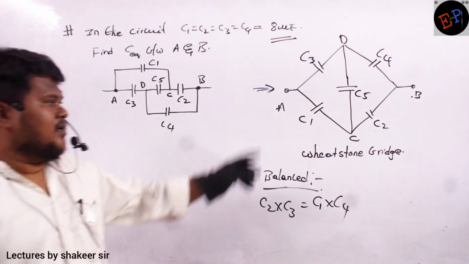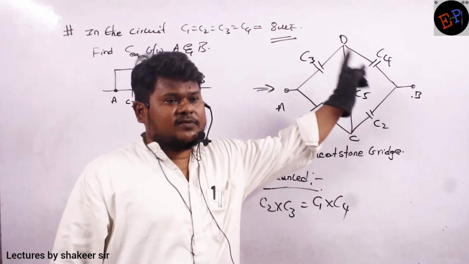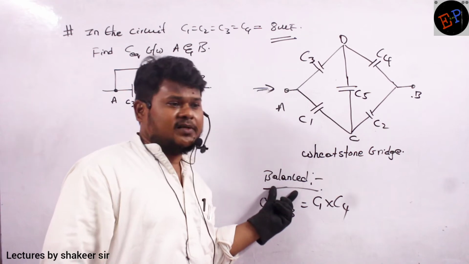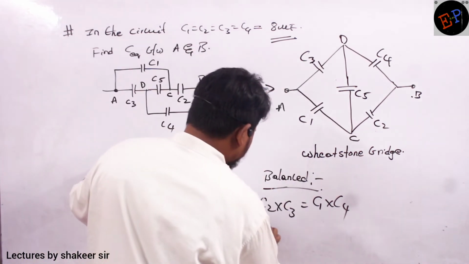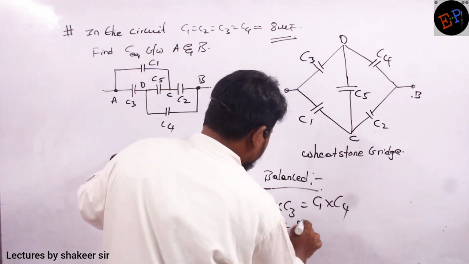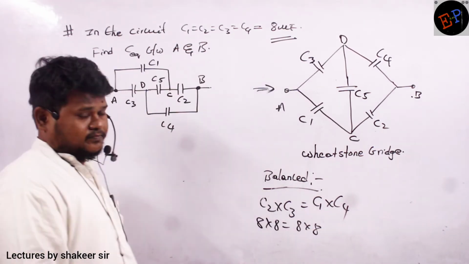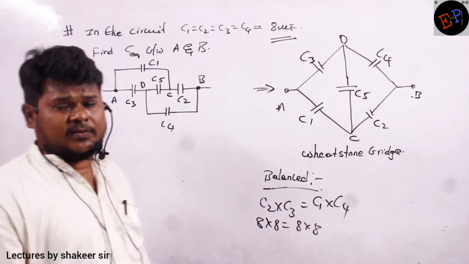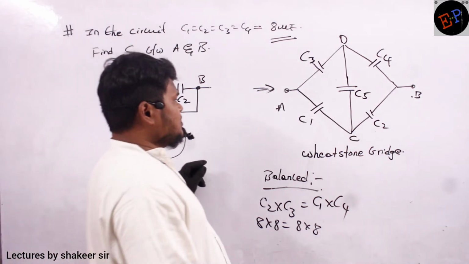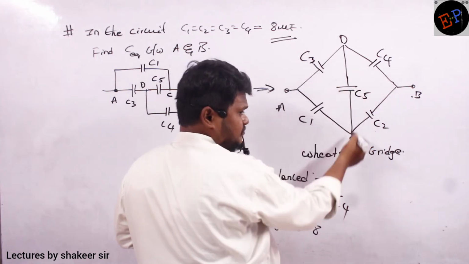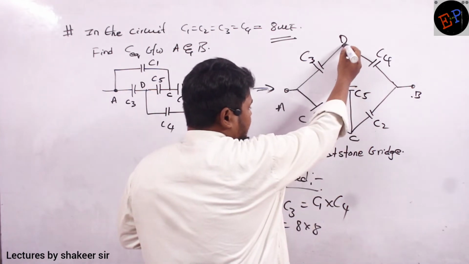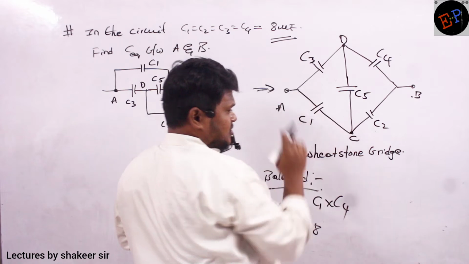Are you able to understand? Product of opposite capacitances, if they are equal, then the bridge becomes a balanced bridge. Okay? Now see if the product is satisfied or not. 8 into 8 is equal to 8 into 8. Satisfied? Yes, they are equal. So bridge is what kind of bridge? Balanced bridge. And in the case of balanced bridge, you don't find any charge flowing through C5, because point D and point C will be at same potential.